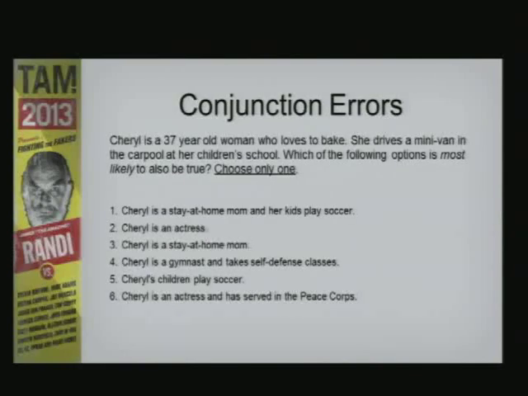Okay, conjunction errors. These are the questions that are related to the representativeness heuristic. The representativeness heuristic that Kyle talked about is so strong that it leads us to ignore these probability things, even if we're trained. This is the interesting part of it. This was one of the questions, one that Kyle did not talk about.